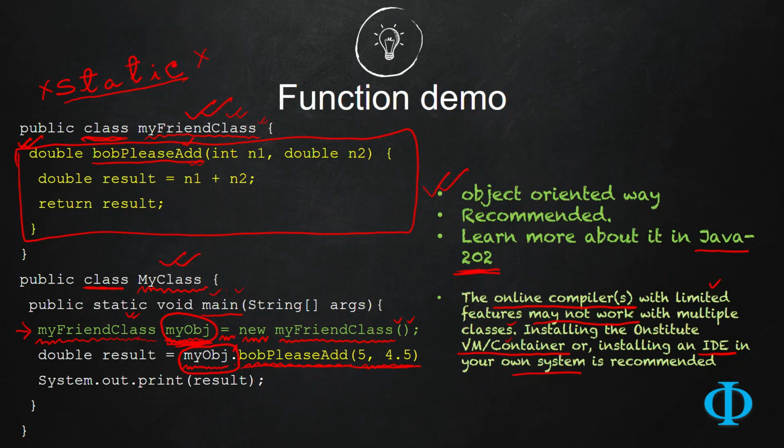After calling this function, you can easily store the result inside a result variable, and in this line I have just printed the result. So this is how you can use a Java function in an object-oriented way. And again, take it as a syntactical thing at this moment, because we are not going into the details of objects and classes in this course. That's the content of Java 202.